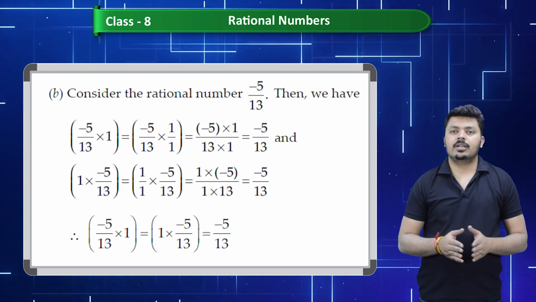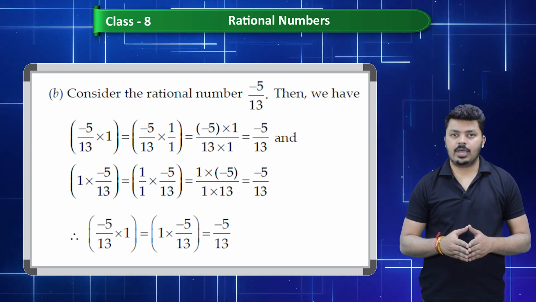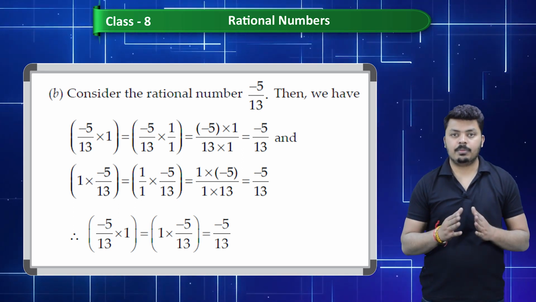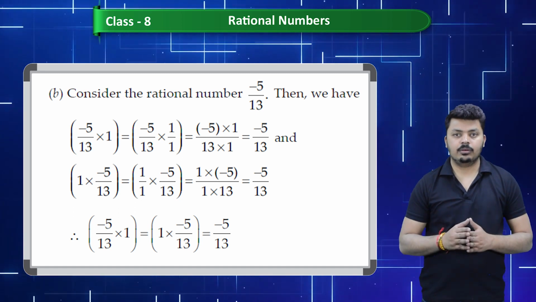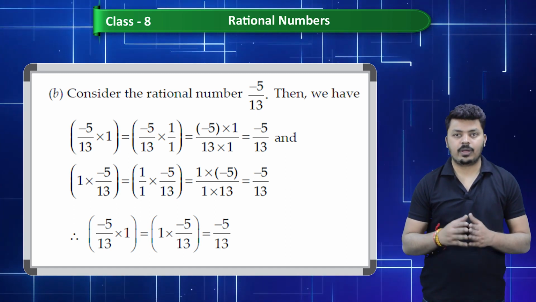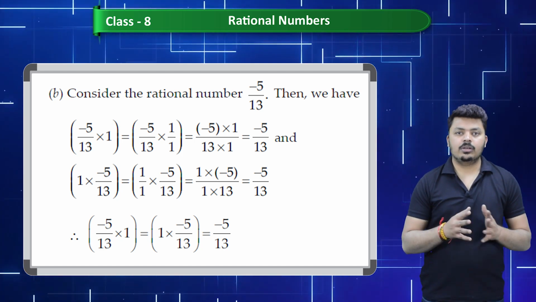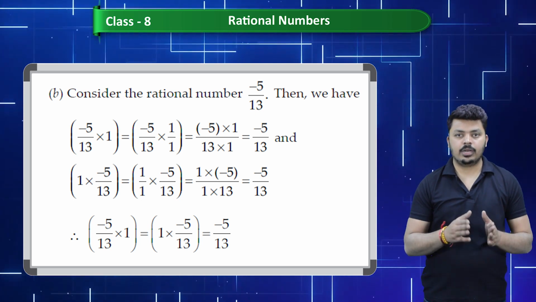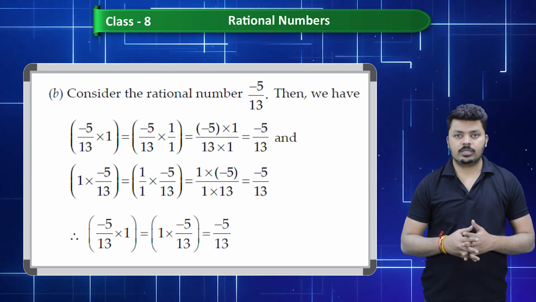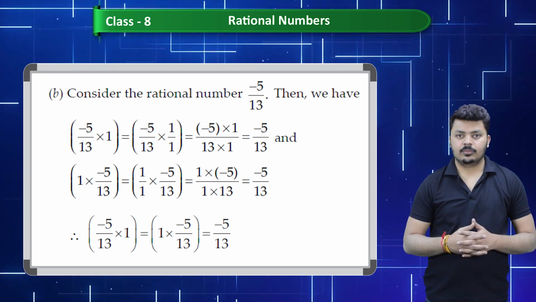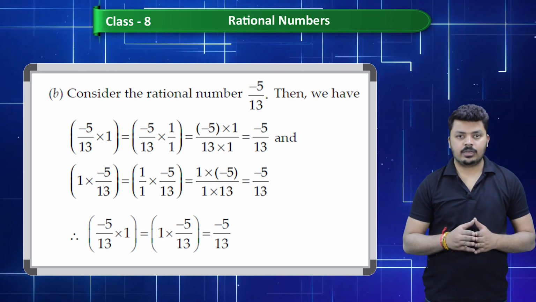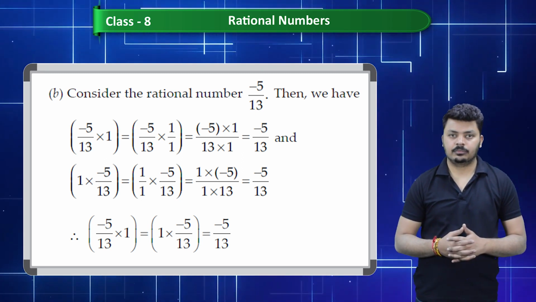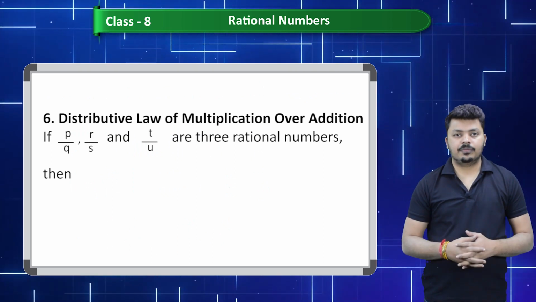B. Consider the rational number minus 5 by 13. Then we have minus 5 by 13 into 1 equals minus 5 by 13 into 1 by 1 equals minus 5 into 1 by 13 into 1 equals minus 5 by 13. And 1 into minus 5 by 13 equals 1 by 1 into minus 5 by 13 equals 1 into minus 5 by 1 into 13 equals minus 5 by 13. Therefore, minus 5 by 13 into 1 equals 1 into minus 5 by 13 equals minus 5 by 13.